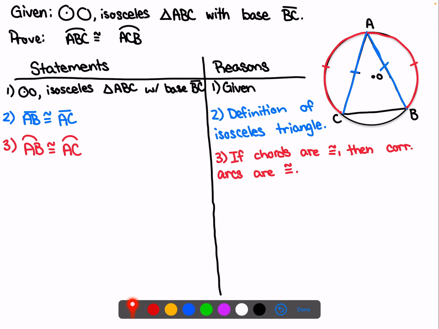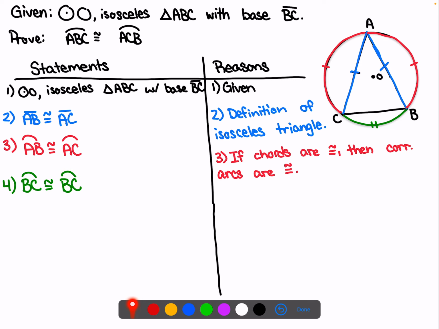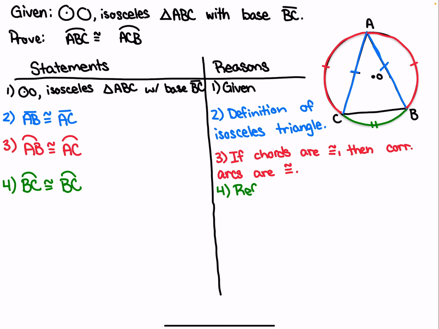Is there anything that's shared? Because again, we're trying to prove that arc ABC is congruent to arc ACB. So is there anything that both those arcs share? Well, yes. They both share arc CB. So since it's on both arcs, I can go ahead and say that arc CB is congruent to itself. And of course, anytime that something is congruent to itself, that's always going to be by the reflexive property.